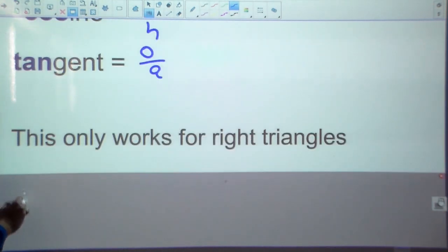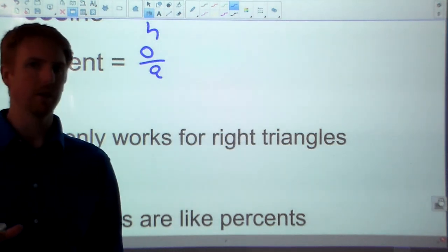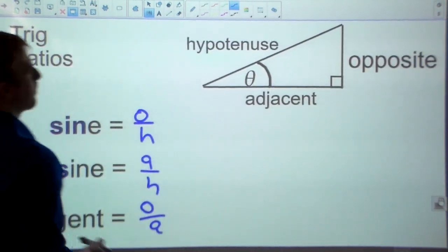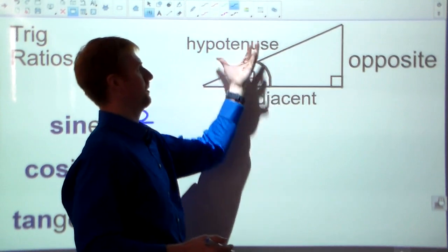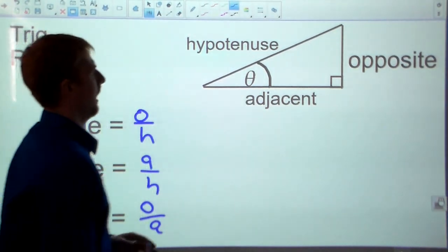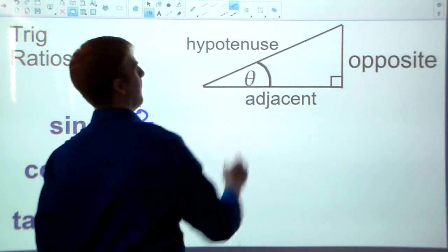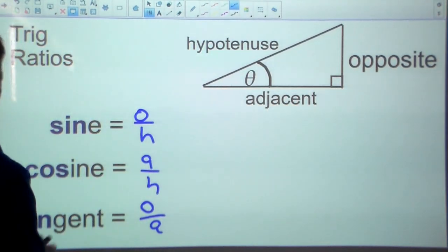And then the last thing to think about, and I'll come back to this: the sine and cosine ratios are like percents. They tell you what percent this side is of the hypotenuse and what percent of the hypotenuse this side is. So sine would say this opposite side is whatever percent of the hypotenuse. And we'll get into that when we see the actual numbers here in a moment.